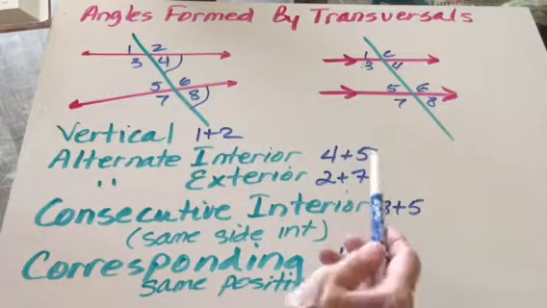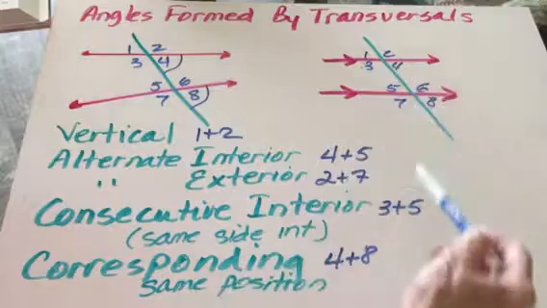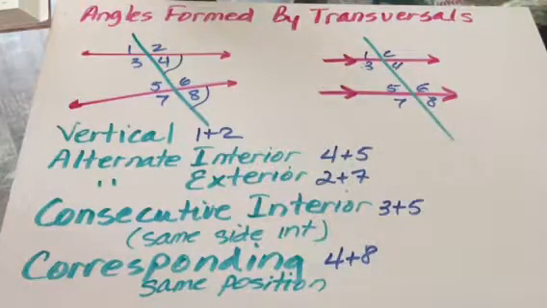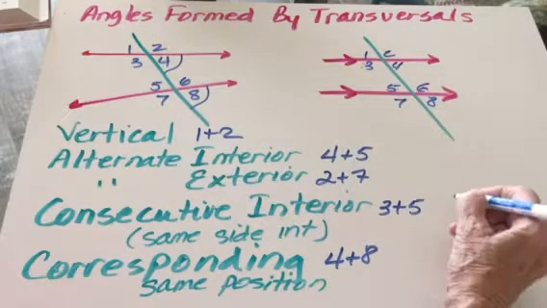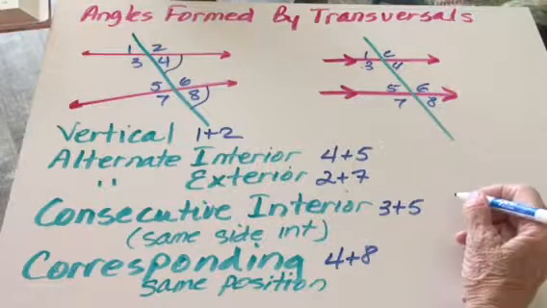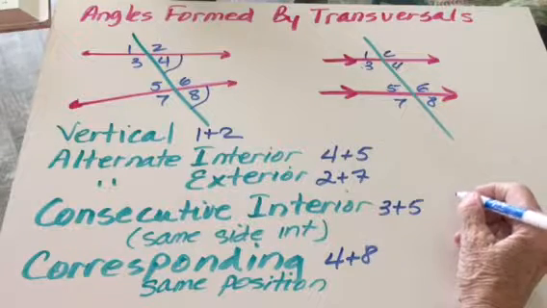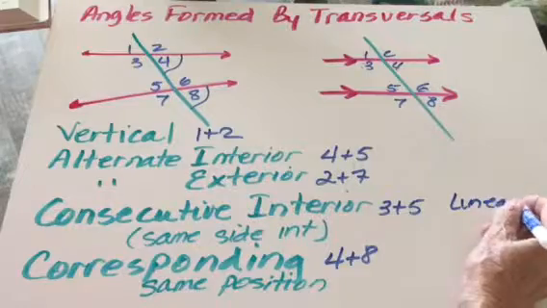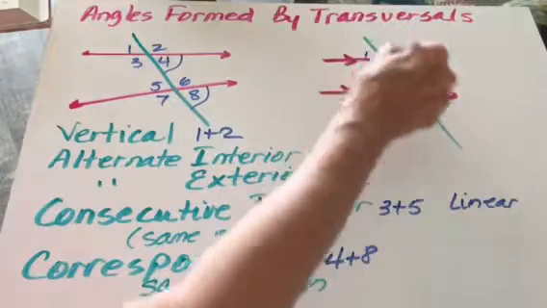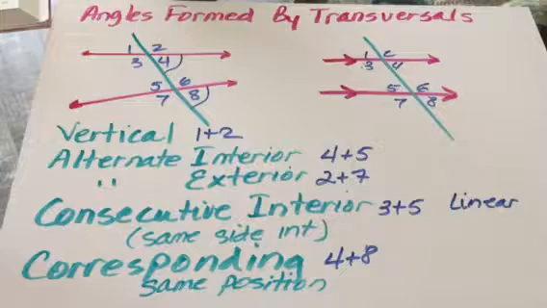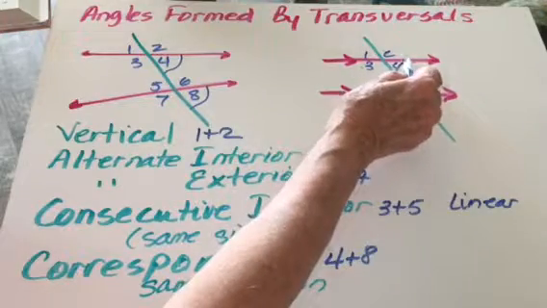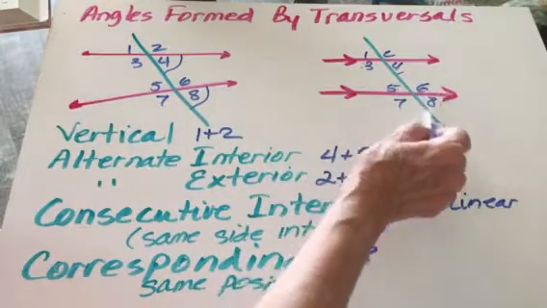Consecutive interior. Now, consecutive interior, however, is a little different. Look, 3 and 5. Can you tell what 3 and 5 equal? They equal a straight line, 180 degrees, linear pair. You see that? Linear pair? Because there's two angles, it's a straight line, and they equal 180 degrees. Corresponding 4 and 8. If that angle is 65, then this angle is 65.